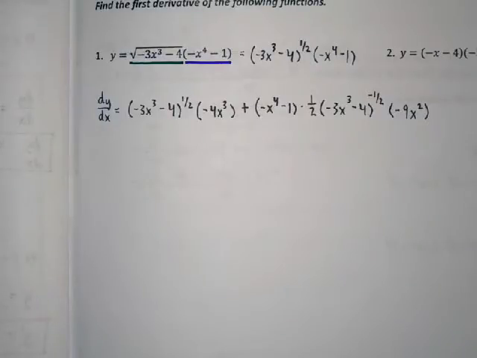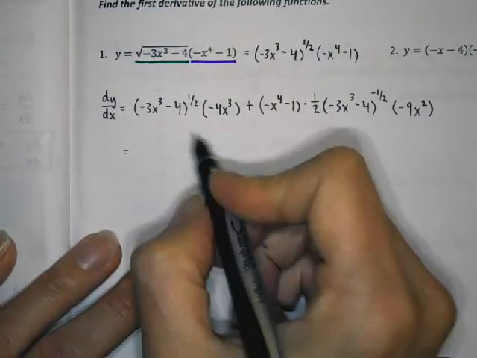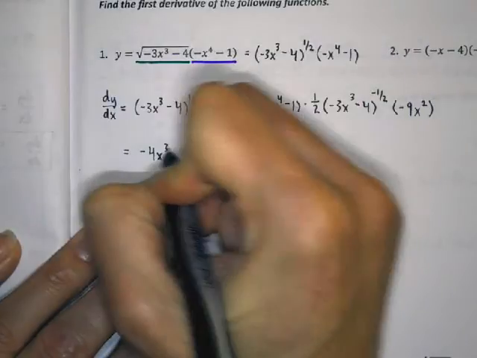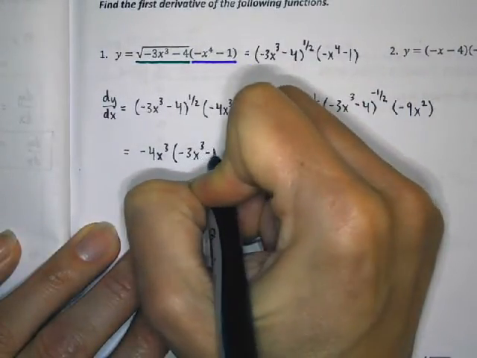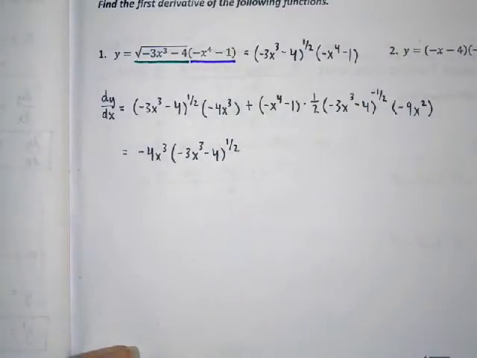We're just going to see if there's any simplification that we can do to make this a little easier to read. So the only thing I can really do here is pull this negative 4x cubed out front. There's nothing I can distribute. So that's my first term.